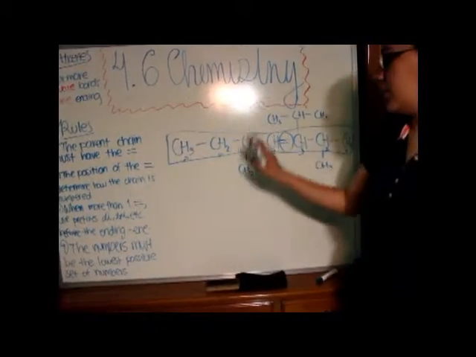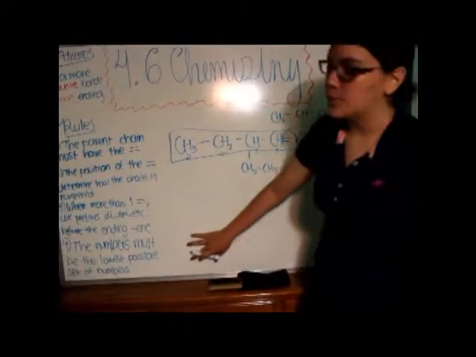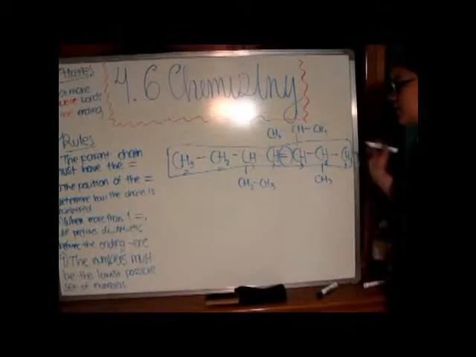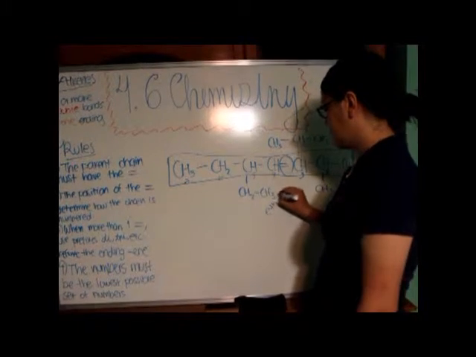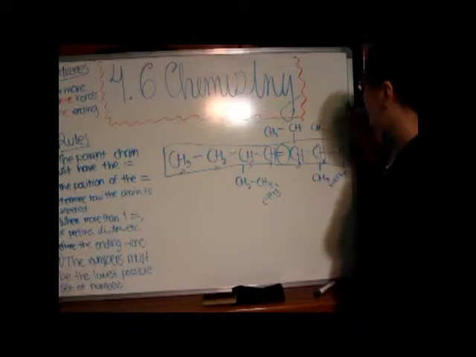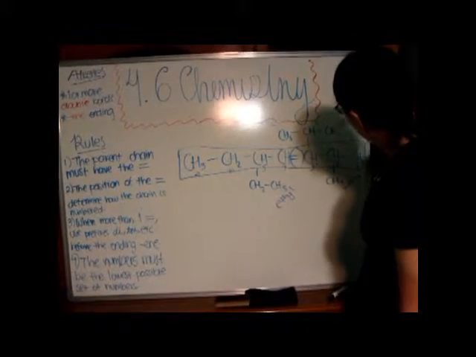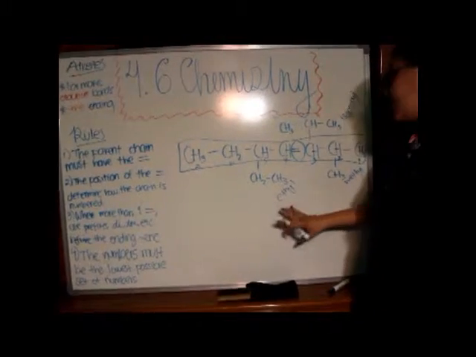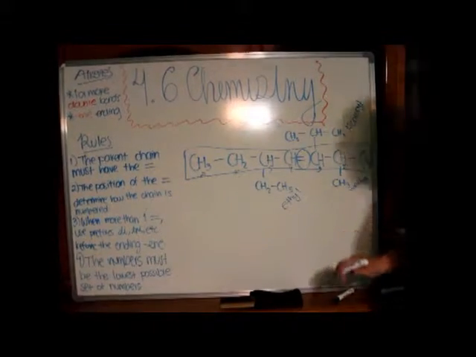Okay, we only have one double bond, so we skip this step. The numbers will be the lowest possible set of numbers. So we have this. Identify the substituents. This is ethyl. This is methyl. And this is propyl. Okay, we need to order them in alphabetical order. So first will be ethyl, then isopropyl, then methyl.